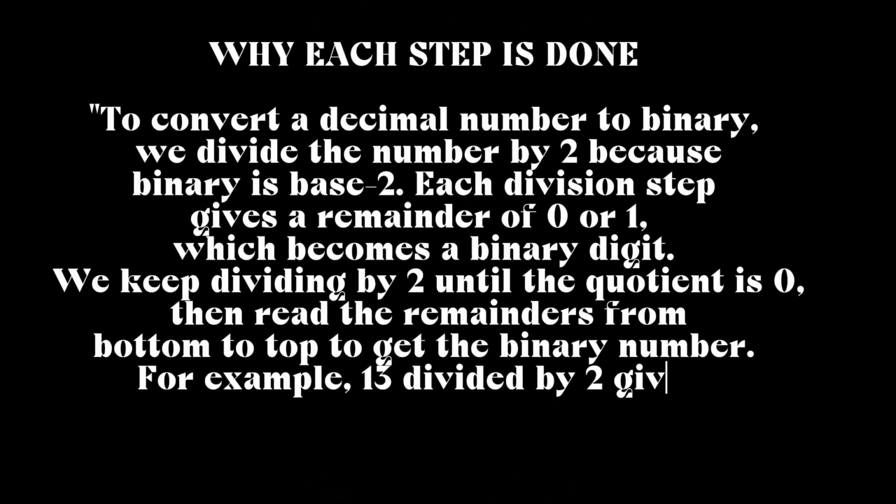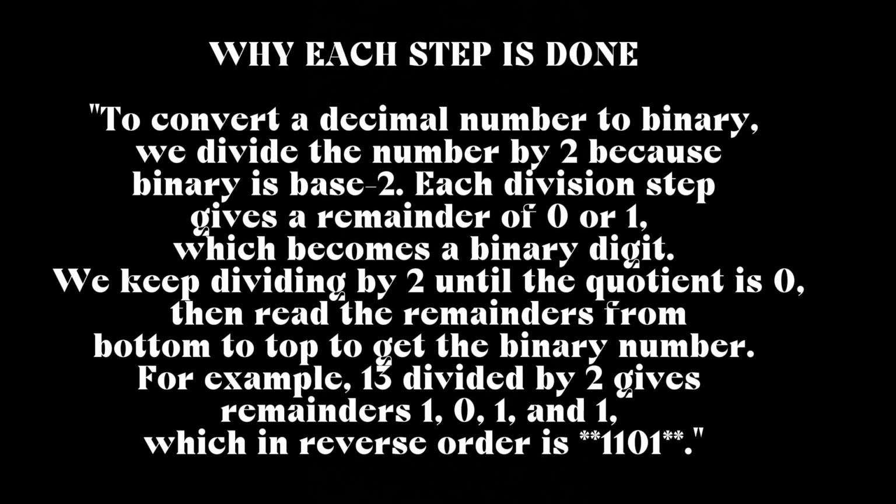To convert a decimal number to binary, we divide the number by 2 because binary is base 2. Each division step gives a remainder of 0 or 1, which becomes a binary digit. We keep dividing by 2 until the quotient is 0, then read the remainders from bottom to top to get the binary number. For example, 13 divided by 2 gives the remainders 1, 0, 1, 1, which in reverse order is 1101.